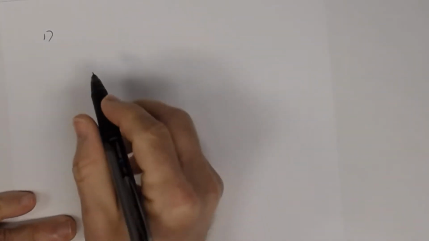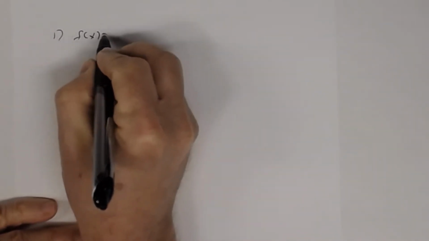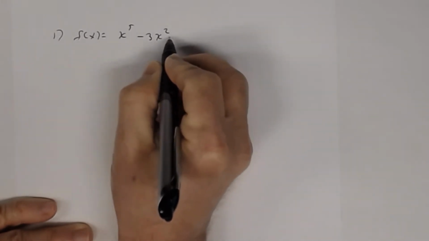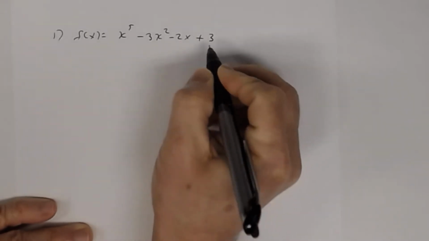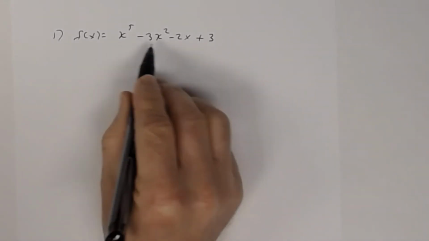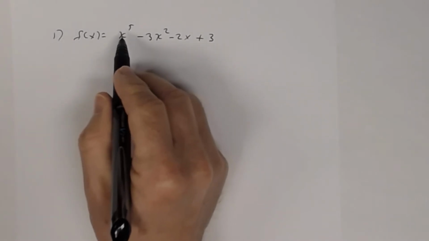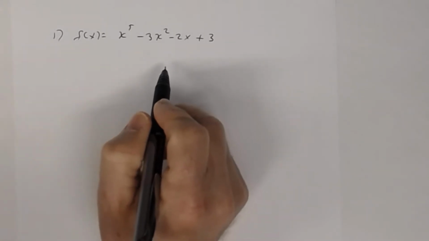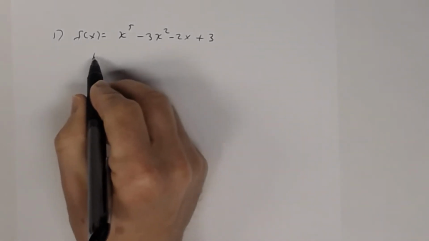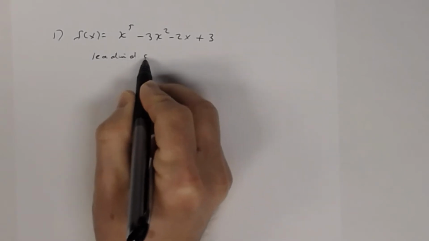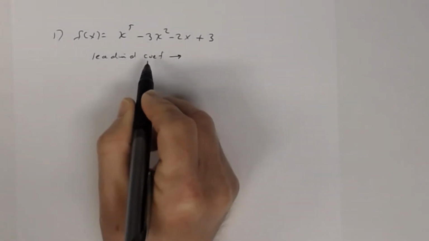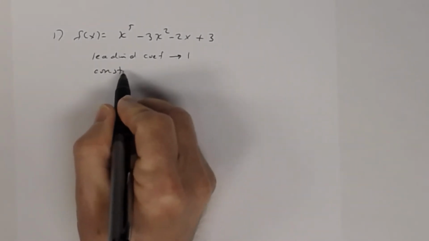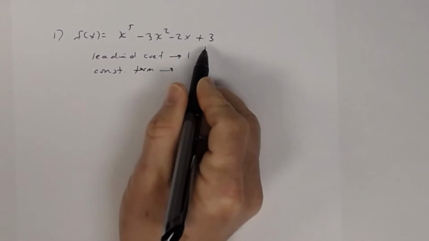So in number 1, we have f of x is equal to x to the 5th minus 3x squared minus 2x plus 3. And it's already written in descending order. It's a good idea to put in descending order, so that first term will be your leading term, and the last term will be your constant. Okay, so first of all, let's talk about what the leading coefficient is. It's always a good idea to determine that. The leading coefficient is 1. Your constant term in this case is 3.